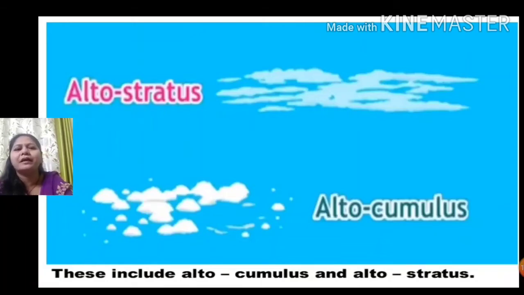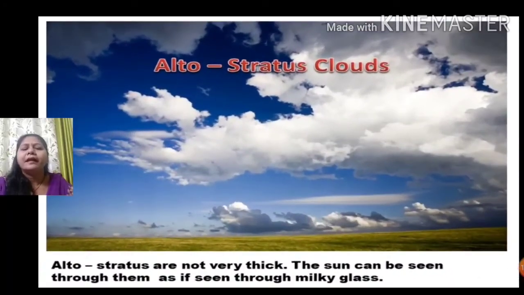You can see how they are, right? Okay, that is Altostratus clouds. Altostratus, again, they are not very thick. ये भी thick नहीं होते हैं. Now the sun can be seen through them. इतने पतले होते हैं, as we see that through milky glass. हम लोग मिल्की ग्लास में से कैसे देख सकते हैं, वैसे इसमें से भी सन दिखता है.